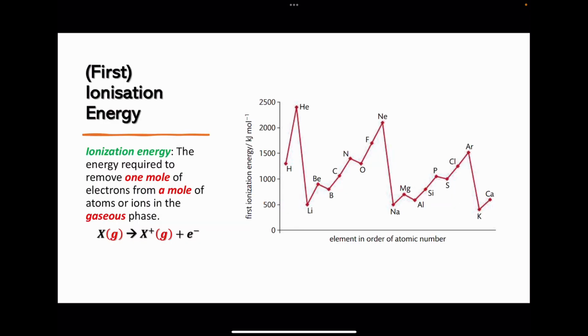First, ionization energy. Let's review the definition. Ionization energy refers to the energy required to remove 1 mole of electrons from a mole of atoms or ions in the gaseous phase. Remember, the keywords are gaseous, and it's always 1 mole. So we're basically talking about the energy required to take away the first electrons from atoms.